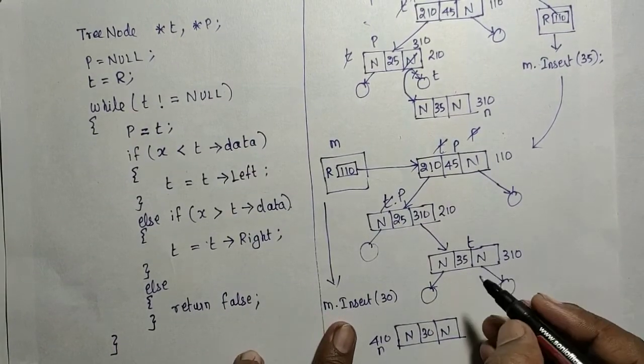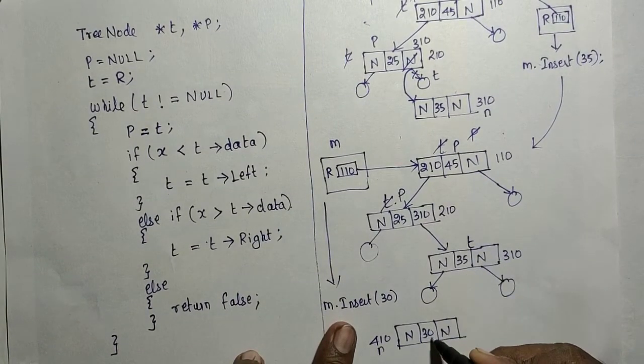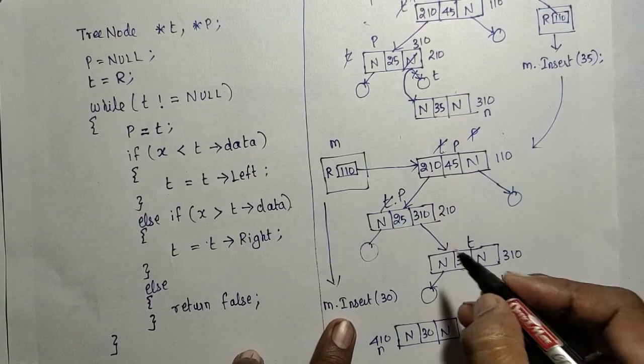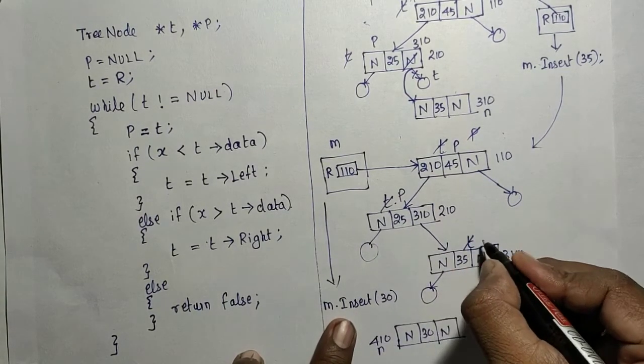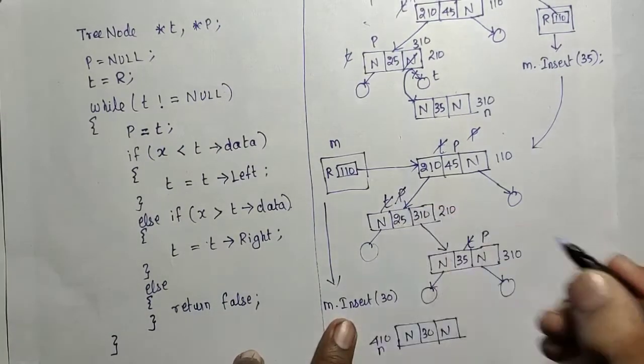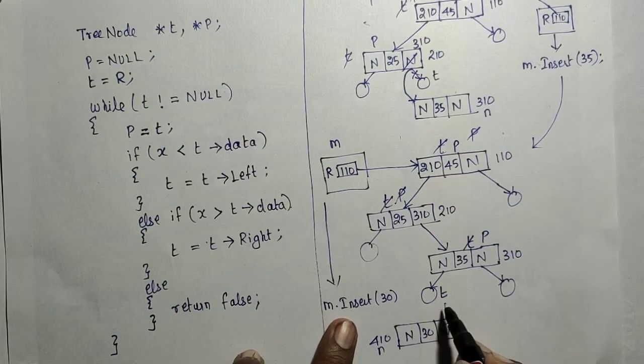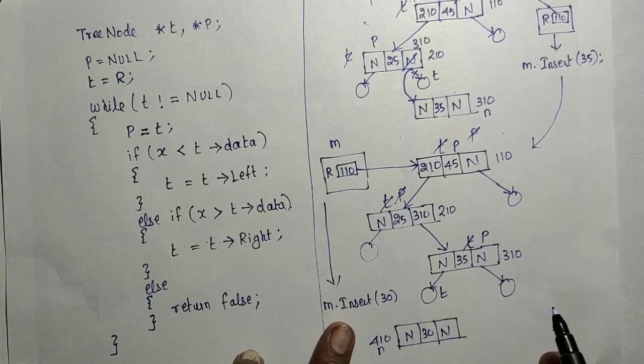Okay. The next time, 35 and 30. 30 is less. Less means go left. Before going left, current T will become P. And T will go to this null. When T reaches this null, it will get terminated.